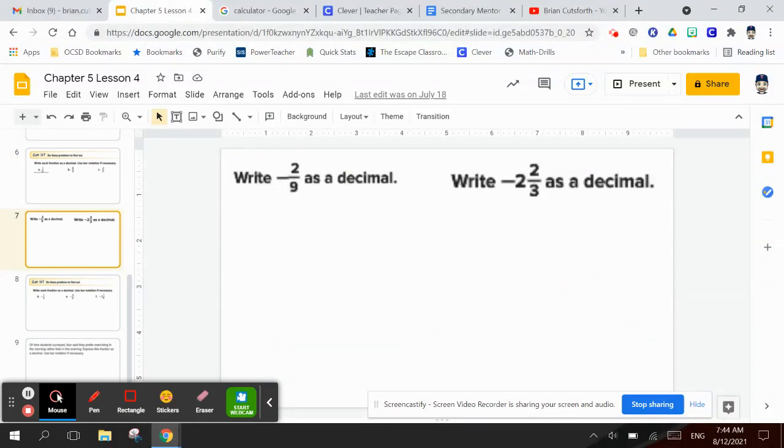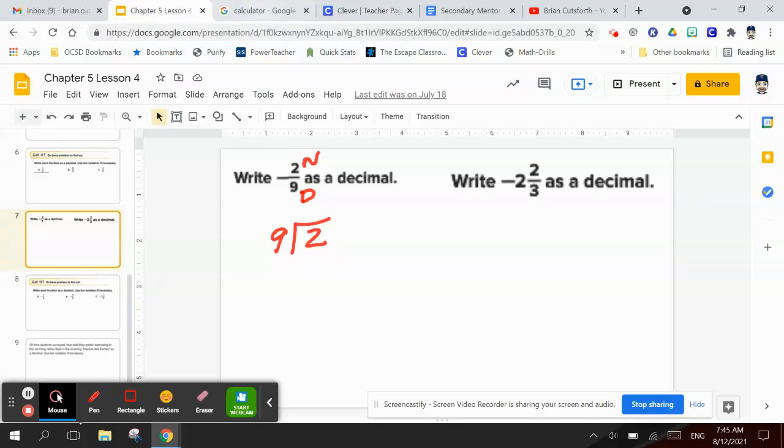So what about negative numbers? Well, negative fractions and mixed numbers are done the same way as regular fractions and decimals and mixed numbers. The only thing is that we add this negative sign to the front of it. So write -2/9 as a decimal. So the same thing. Numerator, denominator. So 2 divided by 9.